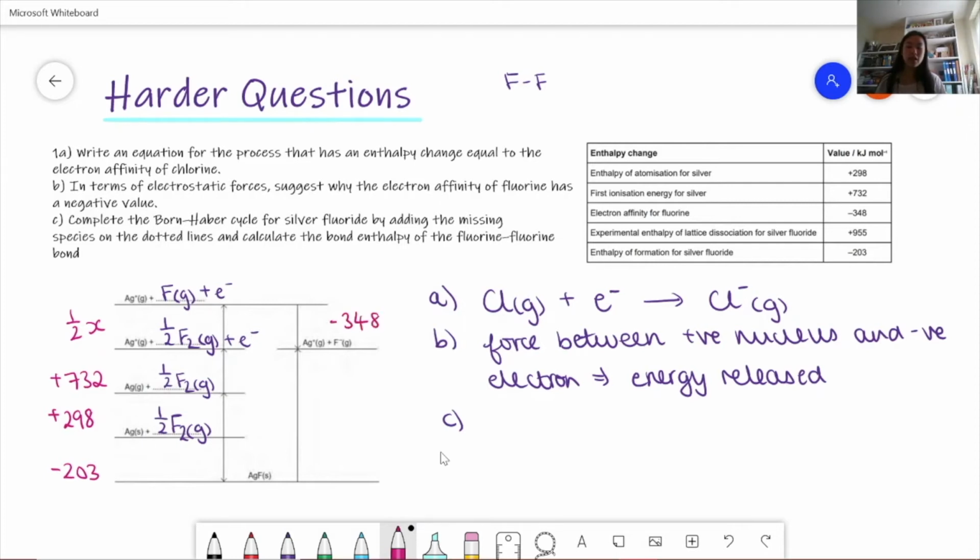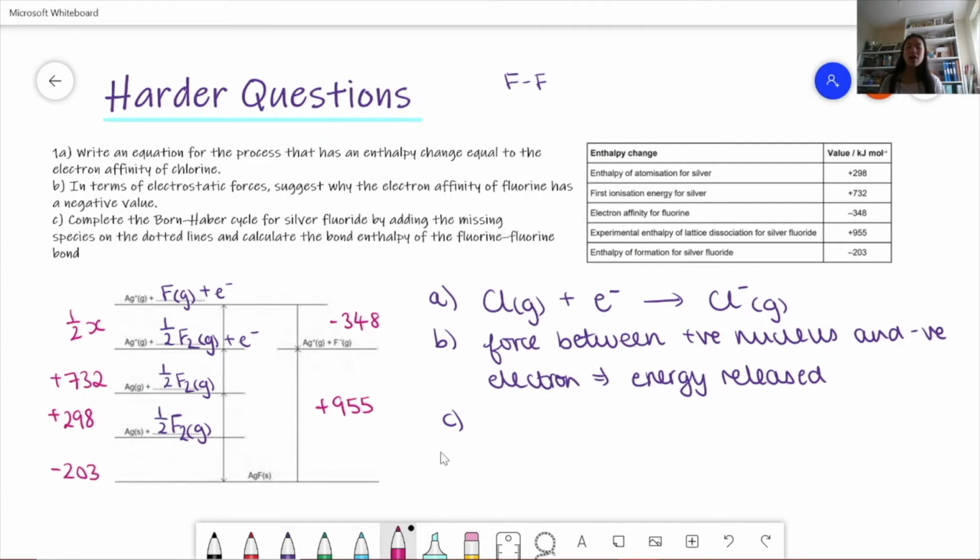348. And then the last thing that happens is that we've got the enthalpy of lattice dissociation for silver fluoride. So that means we're breaking the solid ionic compound into its separate constituent ions in the gas phase. And so that's why the arrow is going up. And this is plus 955 because it's an endothermic reaction.